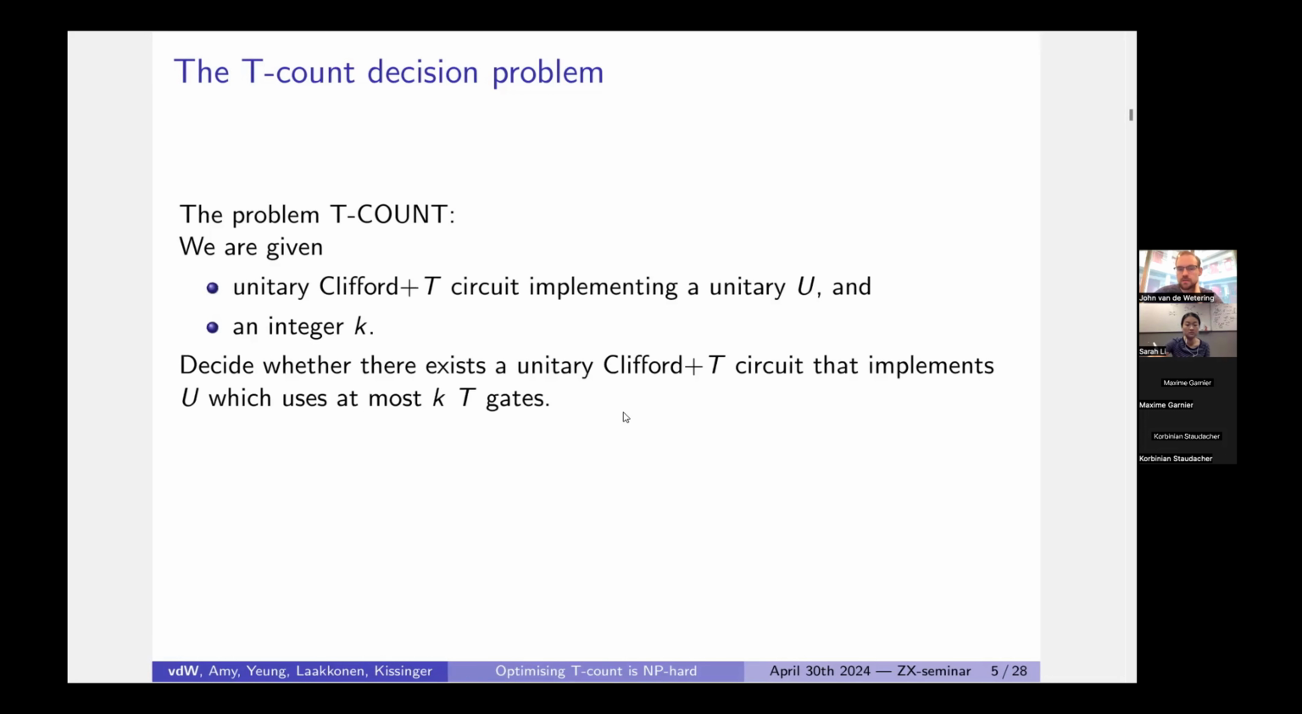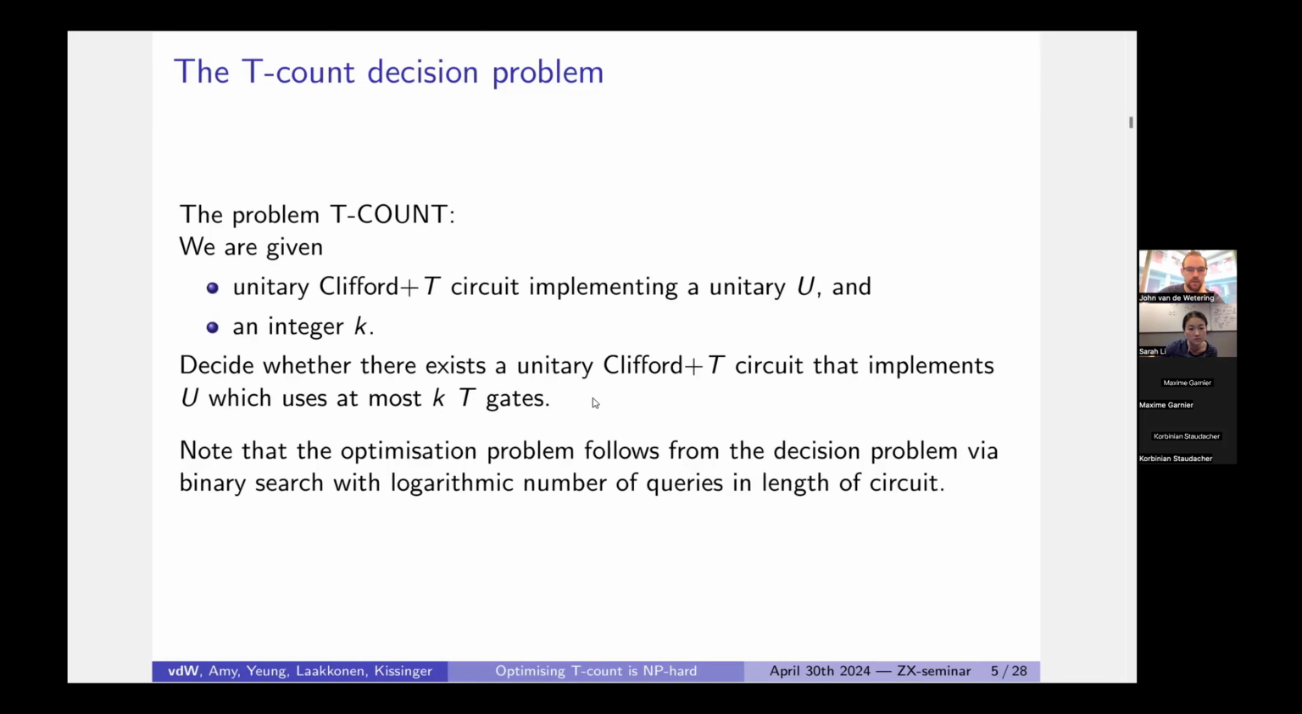And then we need to determine whether there exists a potentially different unitary Clifford plus T circuit that also implements U, which uses at most K T gates. So this is essentially asking, can we find a version of the circuit which uses at most K T gates? This is just the decision version. We're given an integer K, and we need to determine whether there is one with at most K T gates.